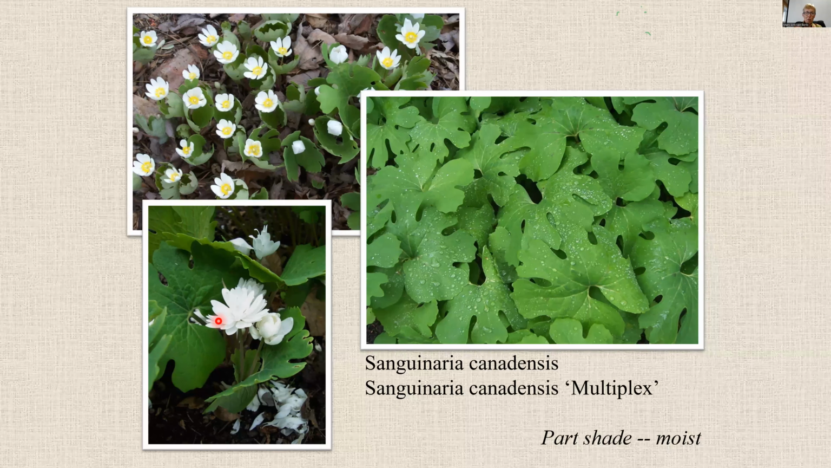And there's the double form of it, which is quite desired by gardeners. It's slow growing. It does not spread as quickly as the single form, of course, but it is definitely a pretty flower to have in your garden. So it likes part shade and moisture, and it only gets about, I'd say, 8 to 10 inches tall.